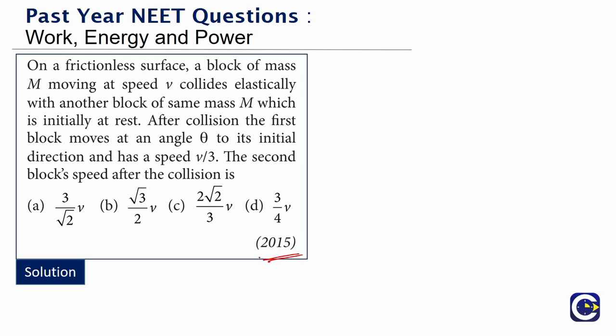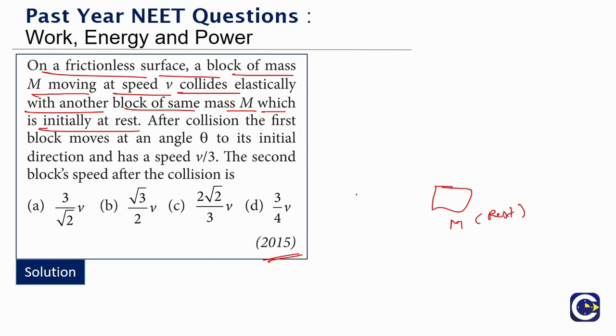Next, we have a question that has come in the year 2015. This is an interesting question. I'll tell you why. On a frictionless surface, a block of mass m moving with a speed v collides elastically with another block of mass m. Means what? This mass m is initially at rest. This moving block is colliding. It's coming with a velocity v.